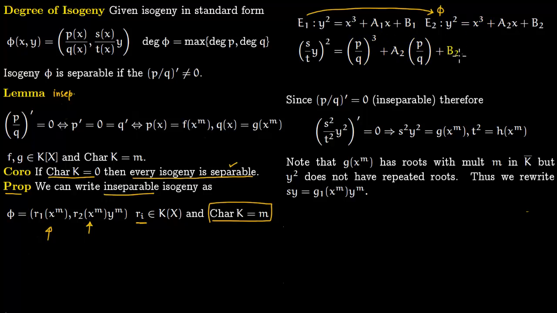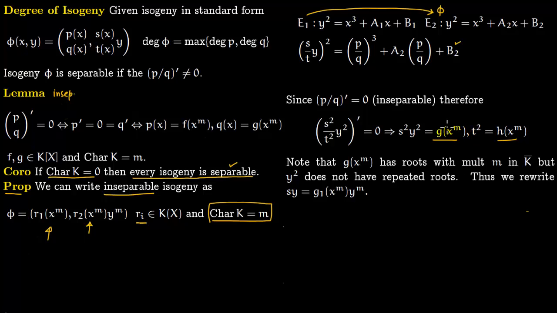Now you start taking the derivatives. This is just a constant, so it will be 0, and we are talking about an inseparable isogeny. So the derivative of p over q is 0. What we are going to get is s square over t square times y square prime would be 0, and now we can use this result. Instead of p you have now s square y square, so that is some g of x to the m, and t square is some h of x to the m.